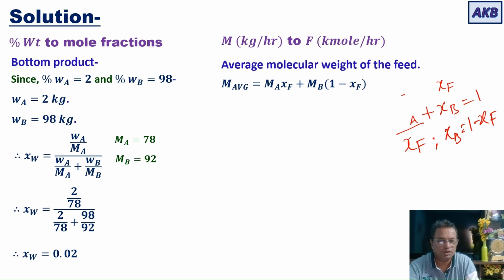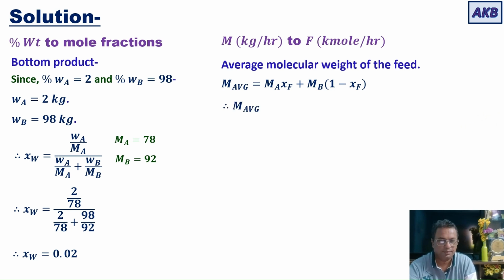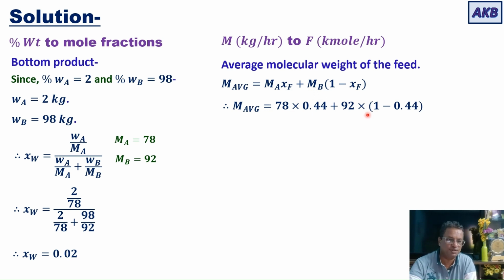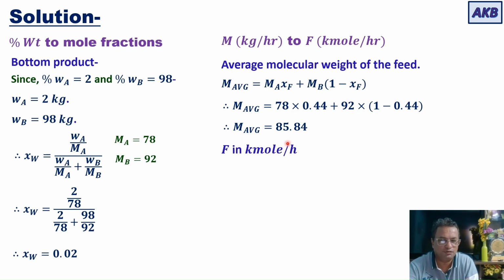So in this way you can find the average molecular weight. Average molecular weight is the molecular weight of A into its fraction plus the molecular weight of B into its fraction. Now if you use the values, M average is 78, the molecular weight of A, into 0.44, the mole fraction of A, plus 92, the molecular weight of B, into its fraction, 1 minus 0.44. That gives the average molecular weight as 85.84.